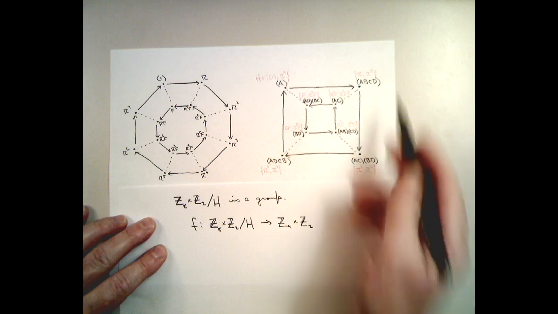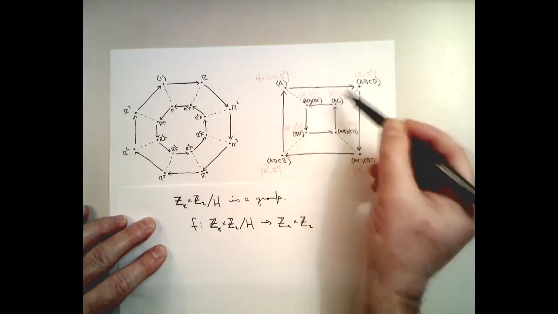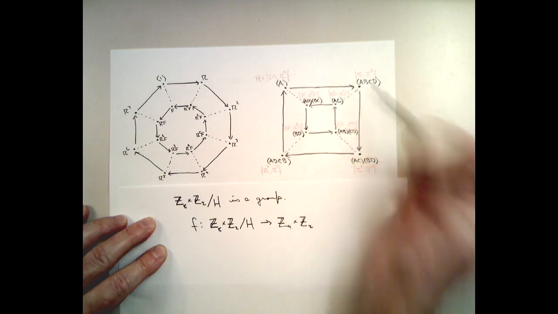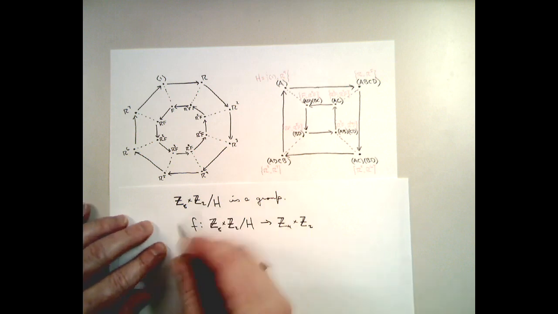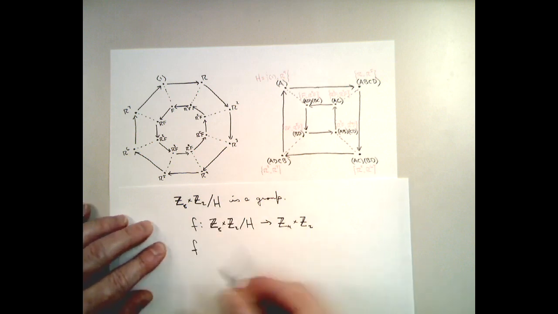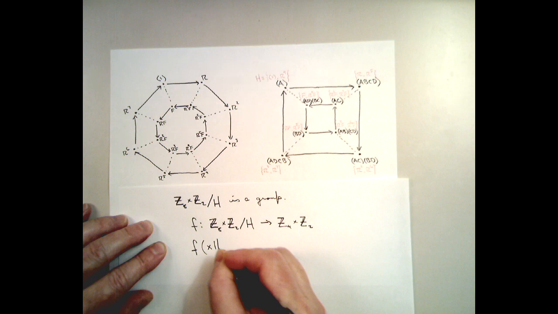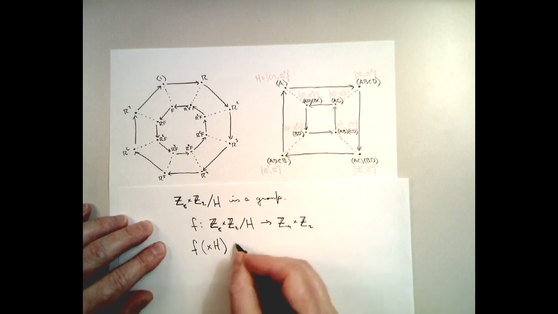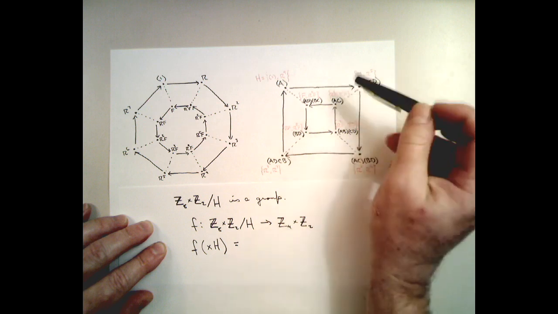And I'm defining it exactly like this. So I'm sending this coset to that element, this coset to that element, and so on. So in essence, what I'm doing is sending, let's see, the elements in here look like, well, they're a coset of H, so I'll write it as XH. And where am I sending XH? Let's see.